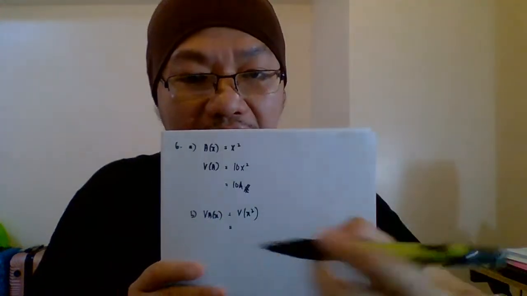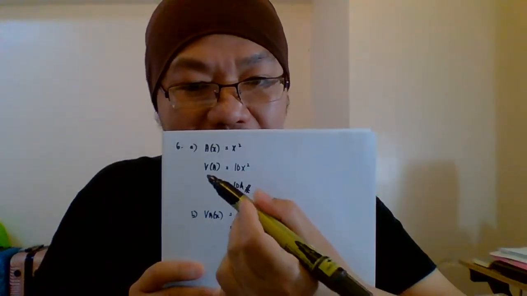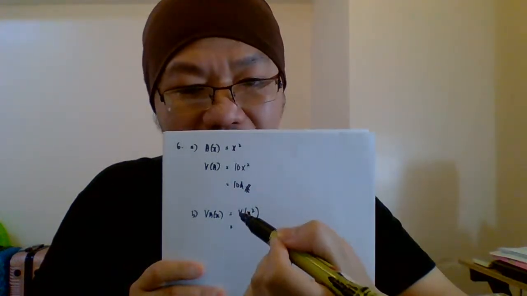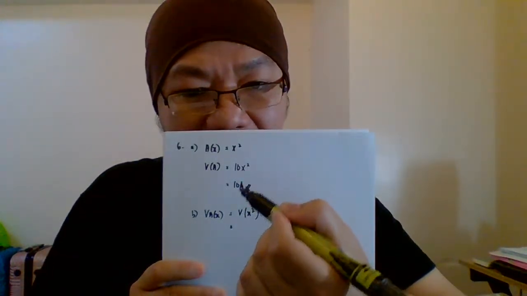I repeat again. V equals 10A, right? So we just write 10, and your A here is x squared. So it becomes 10 bracket x squared, so the final answer is 10x squared. Done.